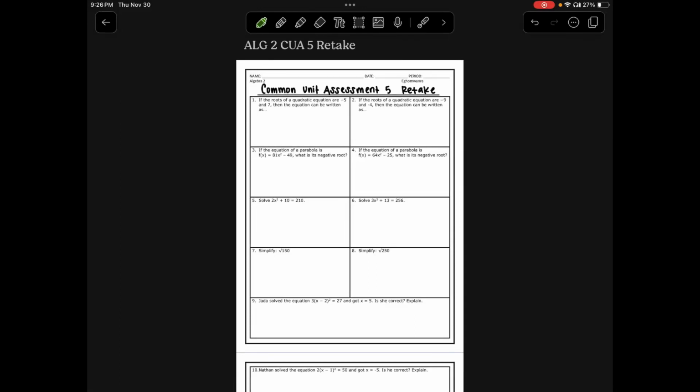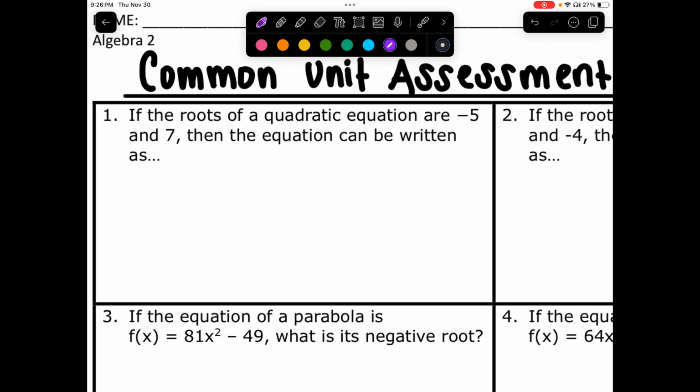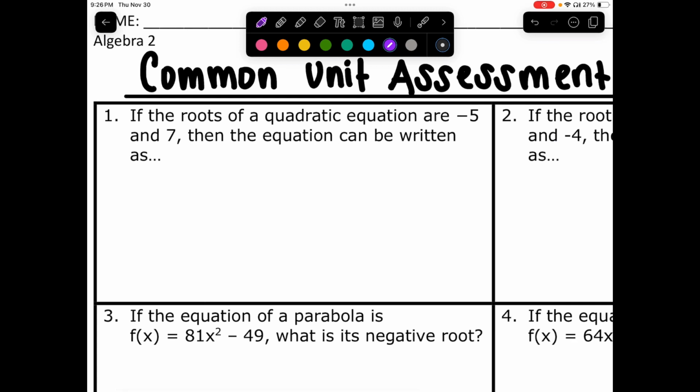All right, Common Unit Assessment 5, Retake. This counts as retake and corrections. Wait, corrections first and retake, whatever. It counts as both.